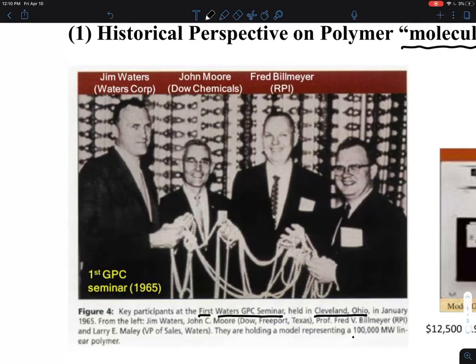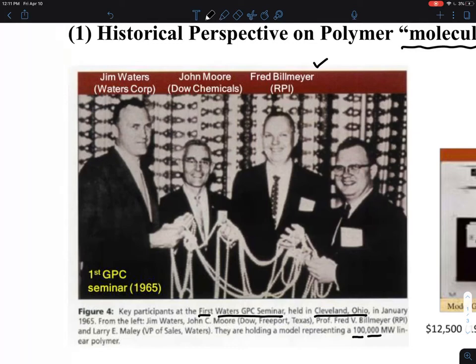This is trying to say, I guess, 100,000, which means you have 1,000 repeating units on this bead, or about 2,000 repeating units if it's a polyethylene. And Dr. Bill Meyer was one of the keynote speakers at the first GPC conference as a scientist working on polymers.